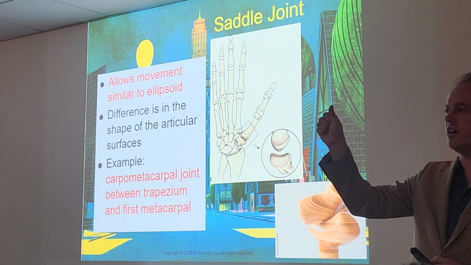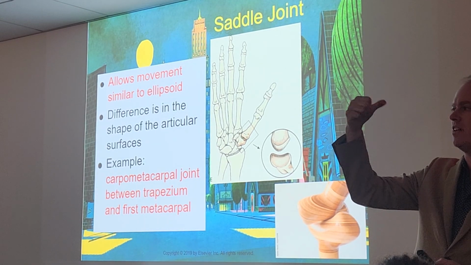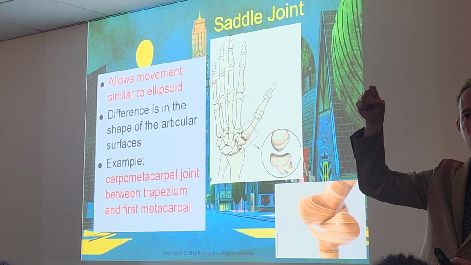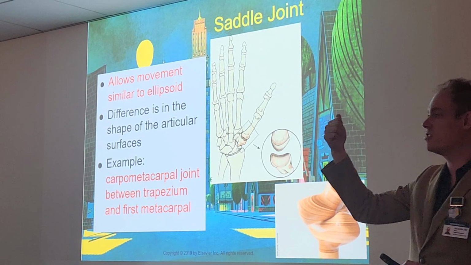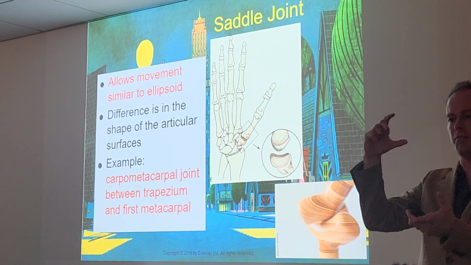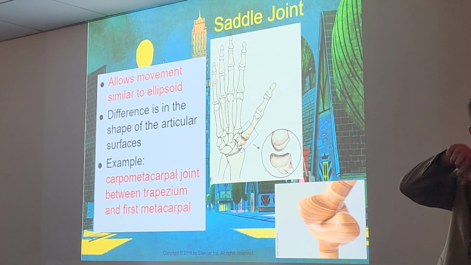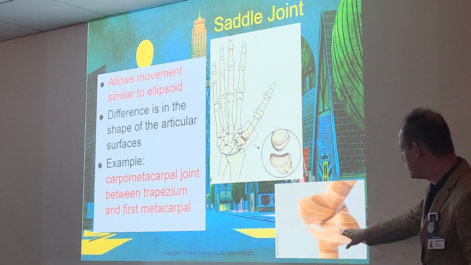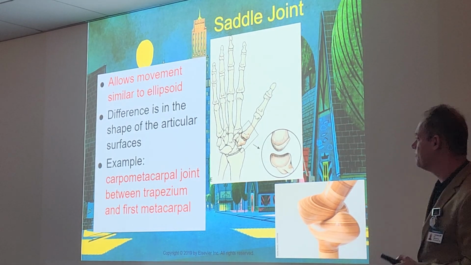It allows for that fully opposable thumb. As you know, your thumb is very, very flexible. You can go in all different types of directions. It's called a saddle joint because if you take those two joints and put them together, they look like two saddles coming together. You can kind of see right here, saddle shapes.